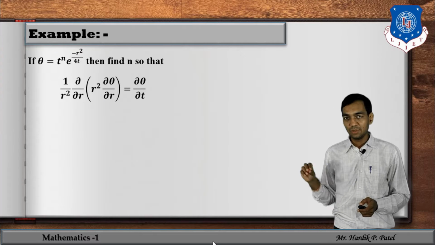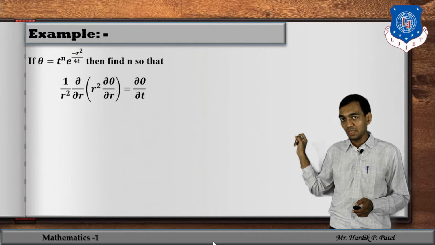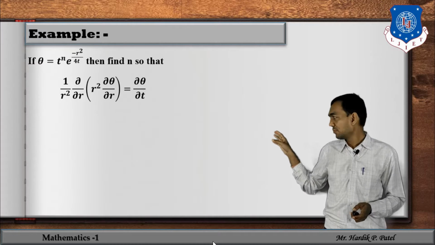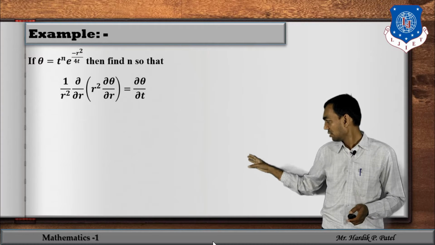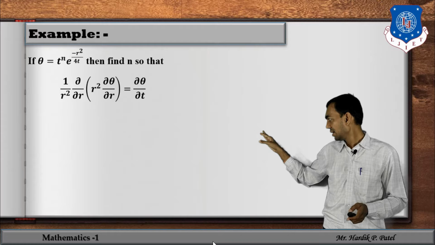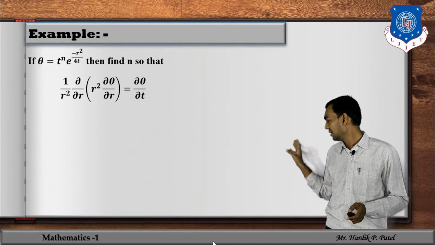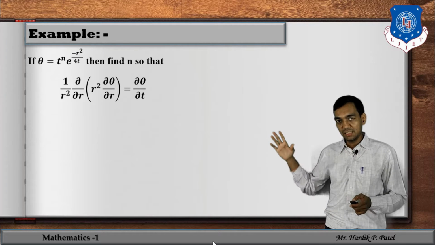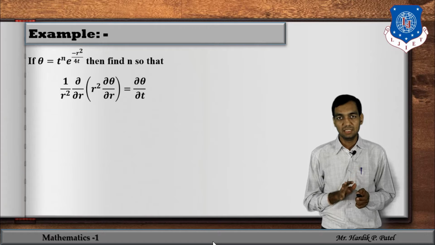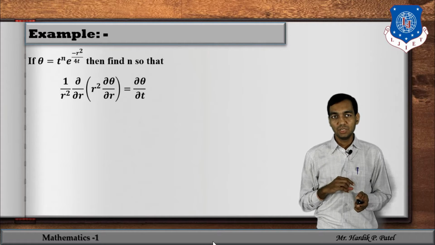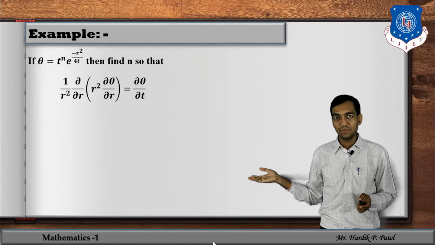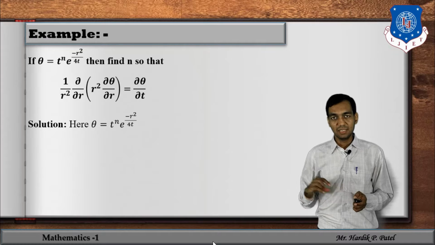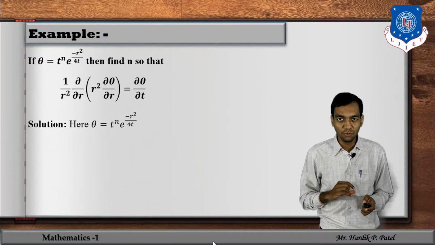Okay. Now we are going to take another example. If θ is equal to t^n into e^(−r²/4t), then find the value of n so that (1/r²) ∂/∂r (r² ∂θ/∂r) is equal to ∂θ/∂t. That means we have to find the value of n such that this given equation is satisfied. So we start with θ, first find the right hand side, then the left hand side, and then by comparing them we find the value of n.